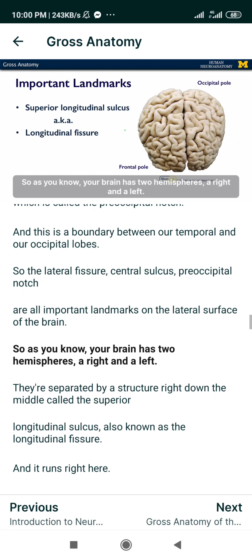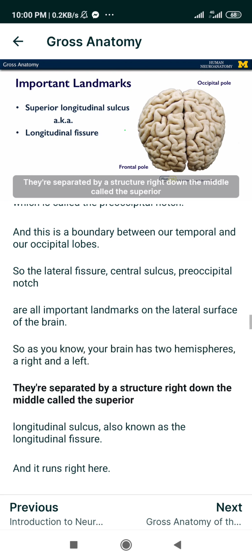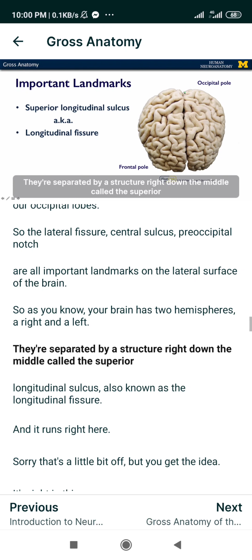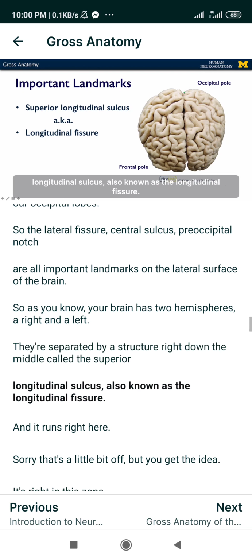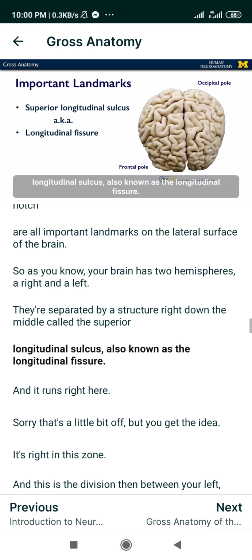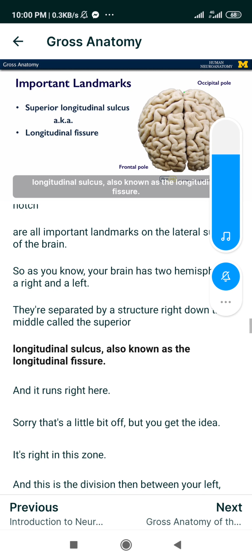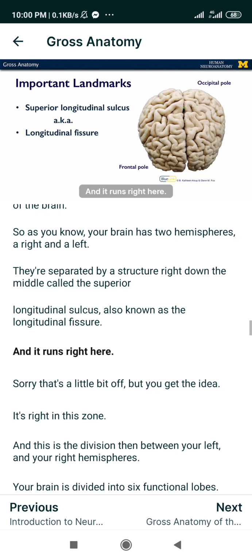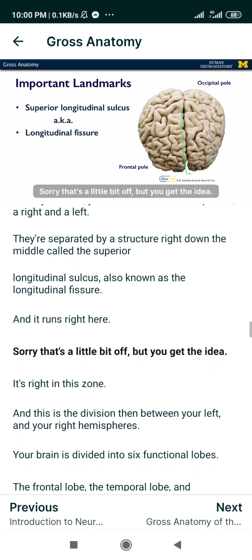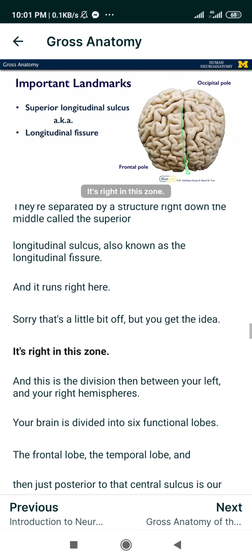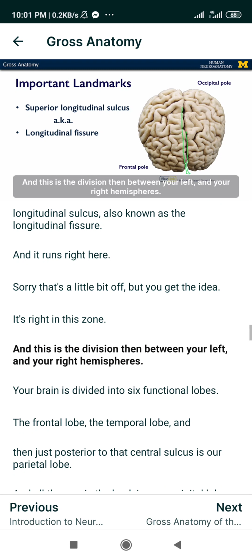So as you know, your brain has two hemispheres, a right and a left. They're separated by a structure right down the middle called the superior longitudinal sulcus, also known as the longitudinal fissure, and it runs right here. Sorry, that's a little bit off, but you get the idea. It's right in this zone. And this is the division then between your left and your right hemispheres.